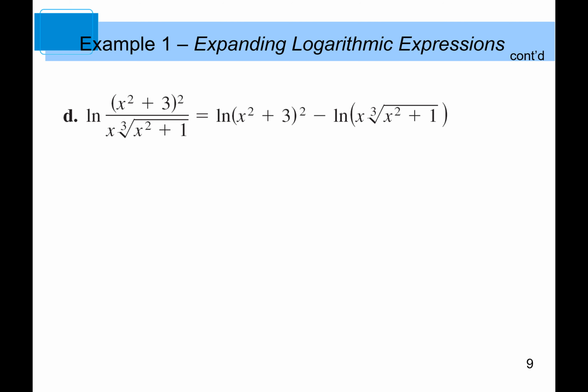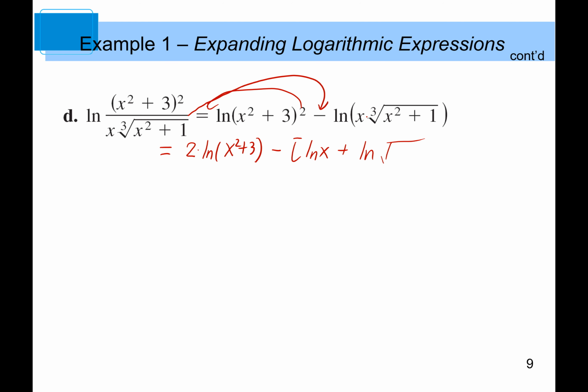Next, let's take a look at ln of (x squared plus 3) to the second power over x times the cubic root of x squared plus 1. So the quotient becomes subtraction. And now we're going to break down further. So the exponent goes in front: 2 times ln of x squared plus 3. Now the product becomes addition, so ln of x plus ln of the cubic root of x squared plus 1.